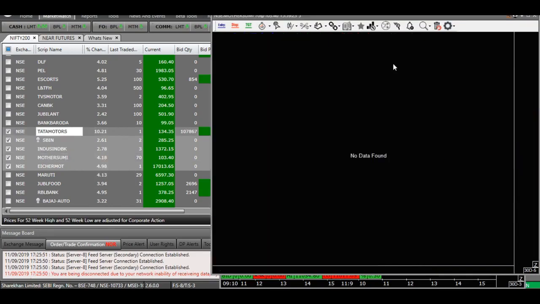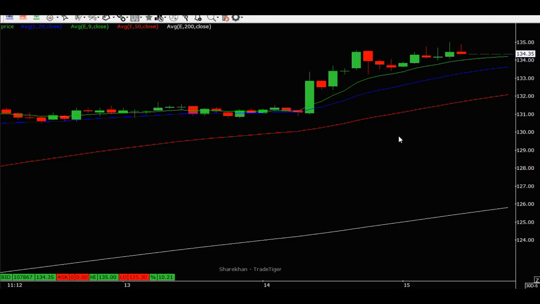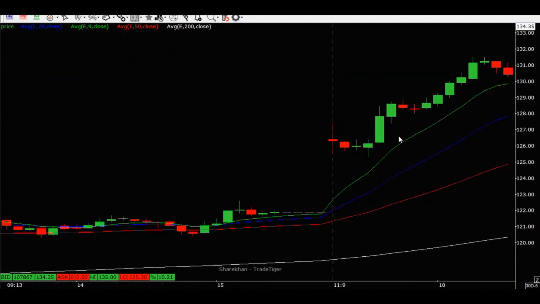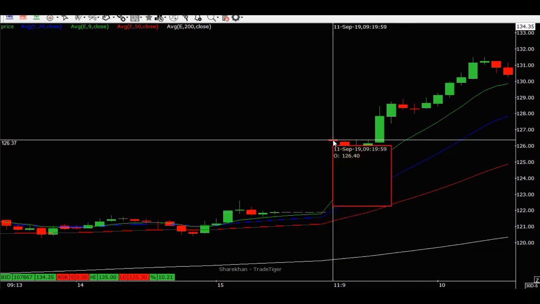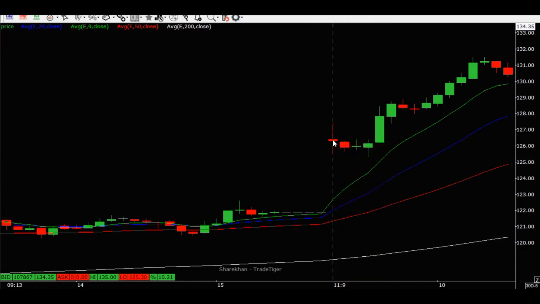So this is how it works, and this is the beauty of this technique. Let's look at some more examples. Okay, so now I'm on Tata Motors 5-minute time frame, and today we got a gap up, right? We got a nice gap up from 121 to 126. So it gaps up and then it starts to pull back towards the moving average. And on the pullback, what does it form here? This hammer pattern.